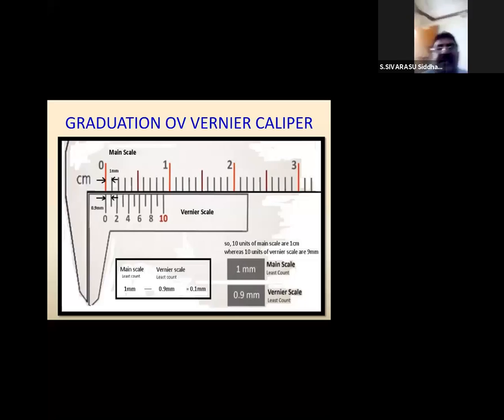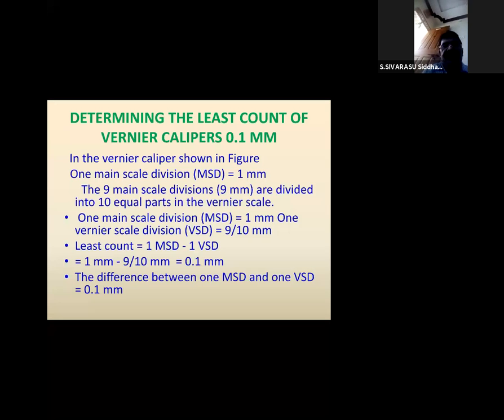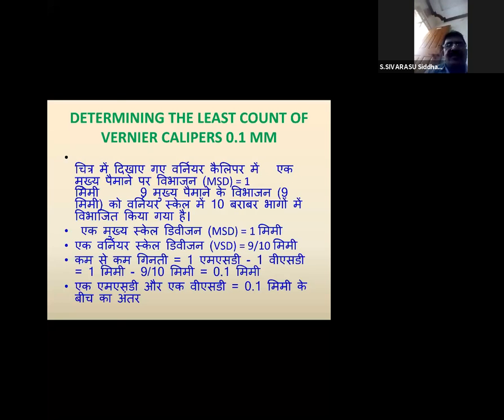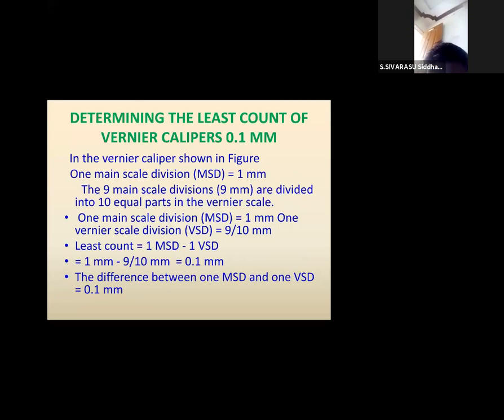Therefore, now you can see this is another PPT. I will explain in detail. Look at this. In this vernier caliper shown in the figure, one main scale division value is 1 mm. They have taken 9 main scale divisions, that is 9 mm, and divided it into 10 equal parts in the vernier scale.